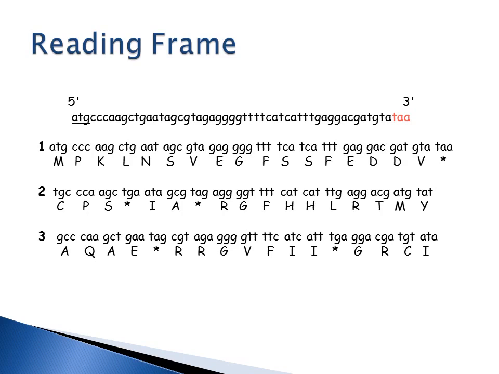Then CCC will be next, and then AAG will be next, and then CTG will be next. And that reading frame is going to continue until you hit a stop codon, such as TAA, TGA, or TAG. Or if it's messenger RNA we're talking about, it's UAA, UGA, and UAG.